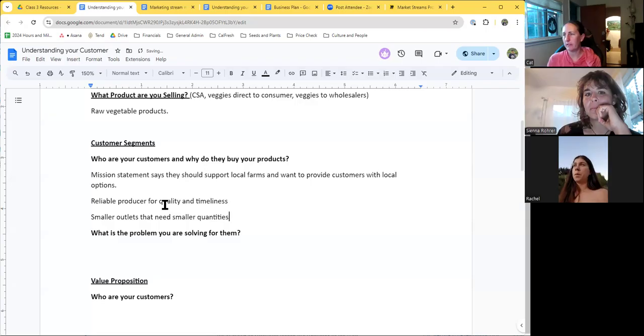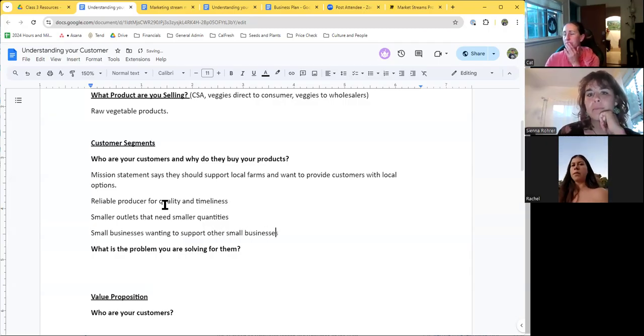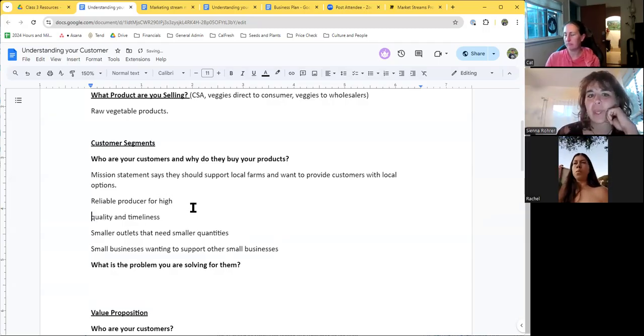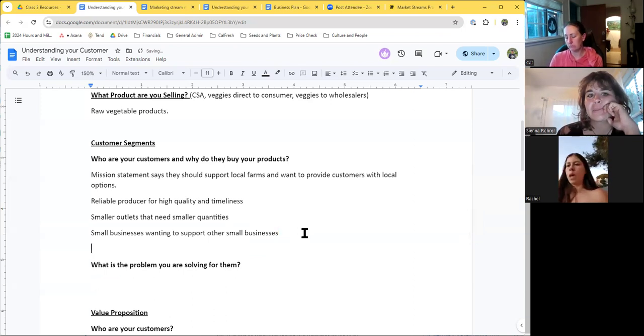That's a great point. And as you were saying that too, small businesses, and we mentioned this before, wanting to support other small businesses. I guess you're able to sell it at a price point that works for them as well as a small business.